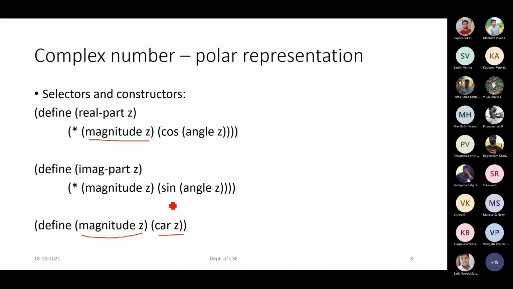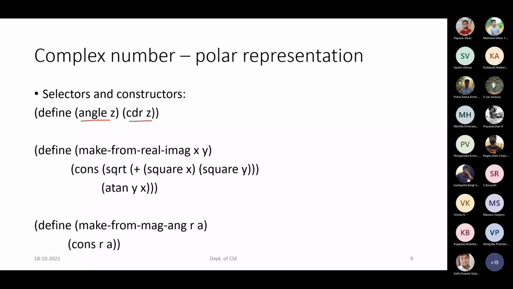So I can say that if your complex number representation is in the polar form, we can have the selectors real part, imaginary part, magnitude, and angle. These four will be our selectors. Once any of the operations are done, we have to represent the result back as a complex number, so we have to construct it back. These two procedures will act like the constructors of the complex number.